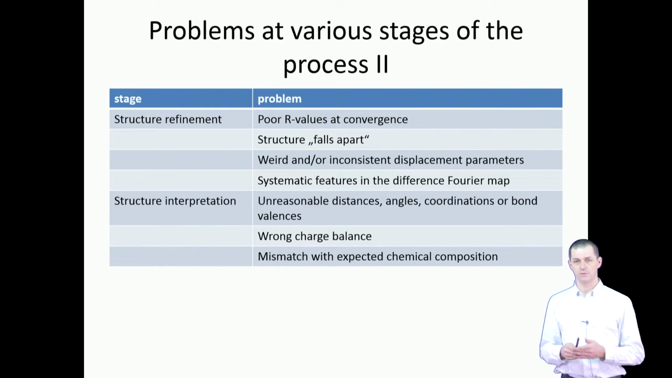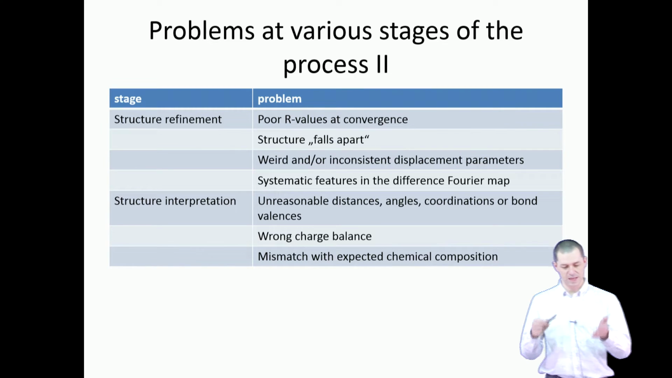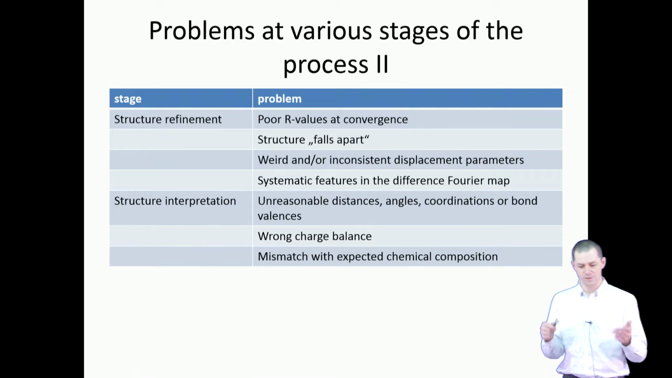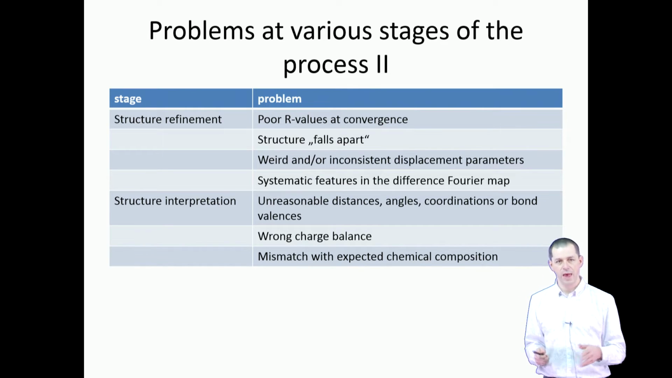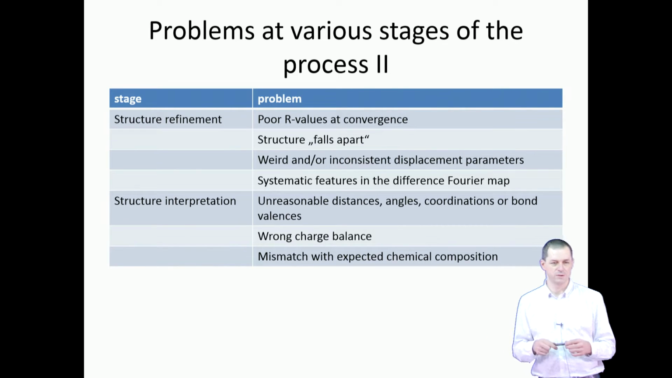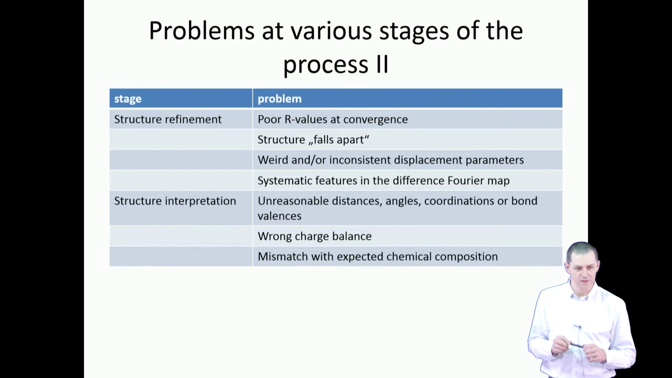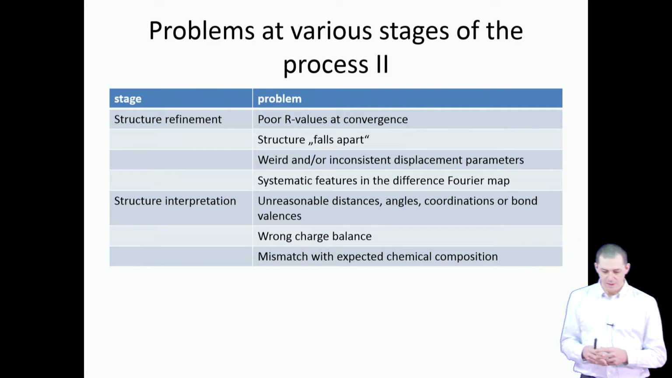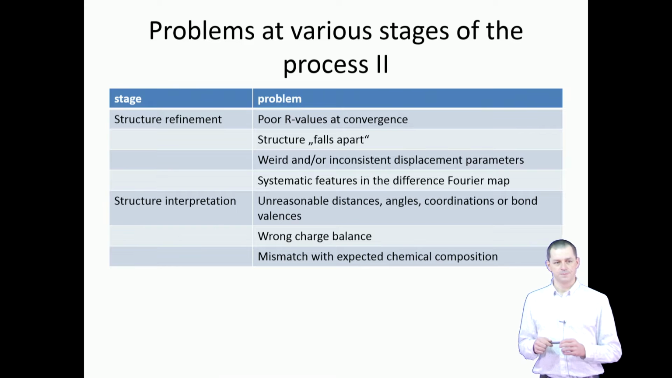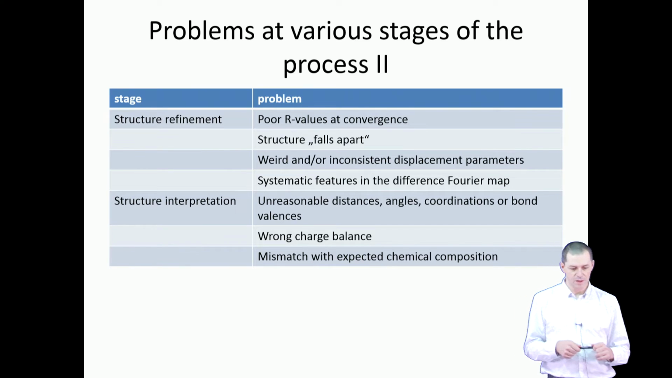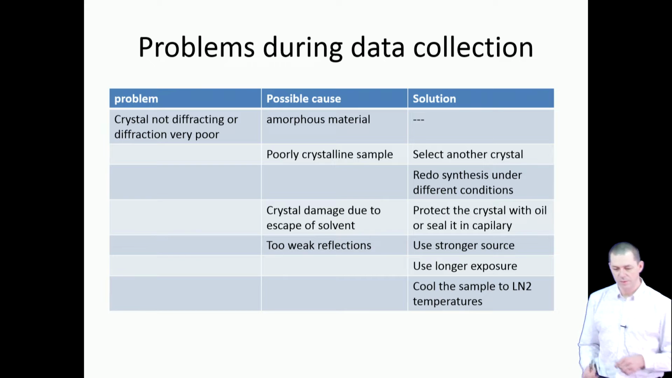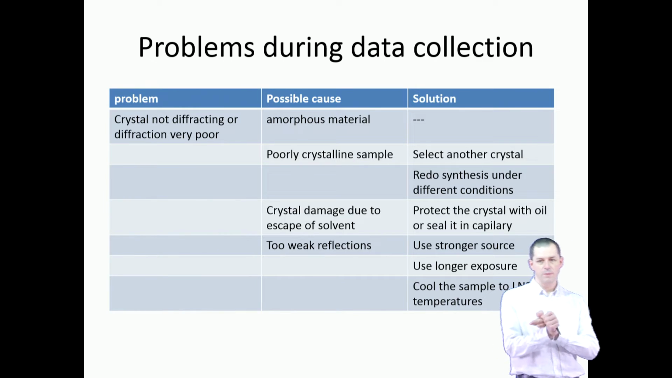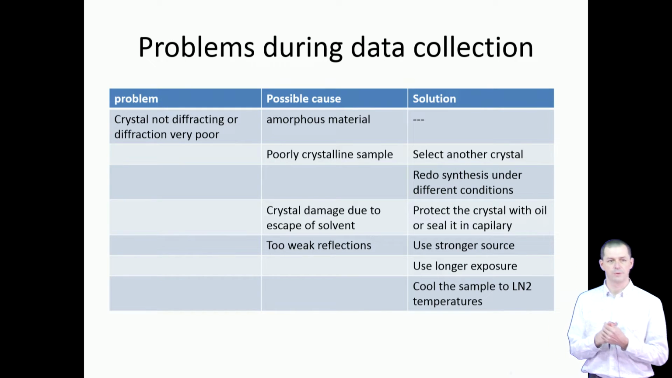And then you can have all sorts of troubles: unreasonable interatomic distances, angles, coordinations, or local charges, or local bond balances, wrong charge balance. A very important thing to consider, if you solve a structure and it's not an intermetallic where the charge balance cannot really be calculated, is that the structure always needs to be charge balanced. And you may have a mismatch with the expected composition. So all these problems, and definitely several more that I might have forgotten, you can encounter in the structure determination process. And now we will look at all of them one by one and discuss the problem, what it means, the possible cause of the problem, and the possible solution.